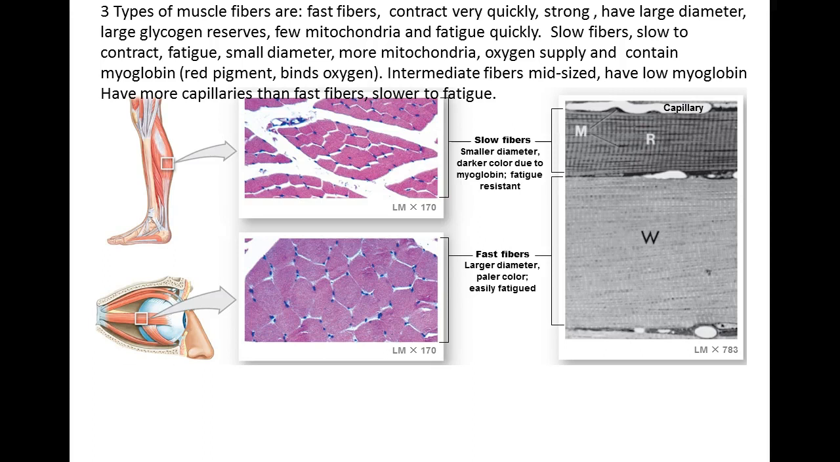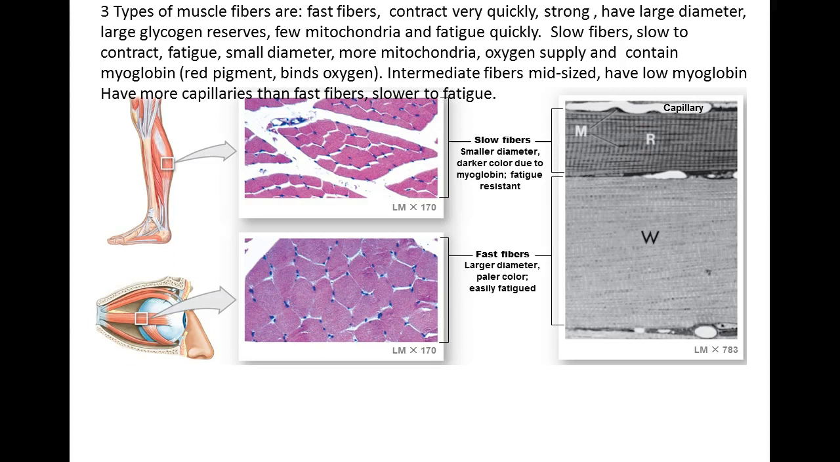There's basically three types of fibers that they've identified so far: fast, intermediate, and slow. And the thing about fast fibers is they contract very quickly. They have a quick response. They have a strong response. They tend to have a large diameter and lots of glycogen reserves, so lots of potential energy reserves. Glycogen is your stored form of energy that can be fed right into the Krebs cycle to make ATP.